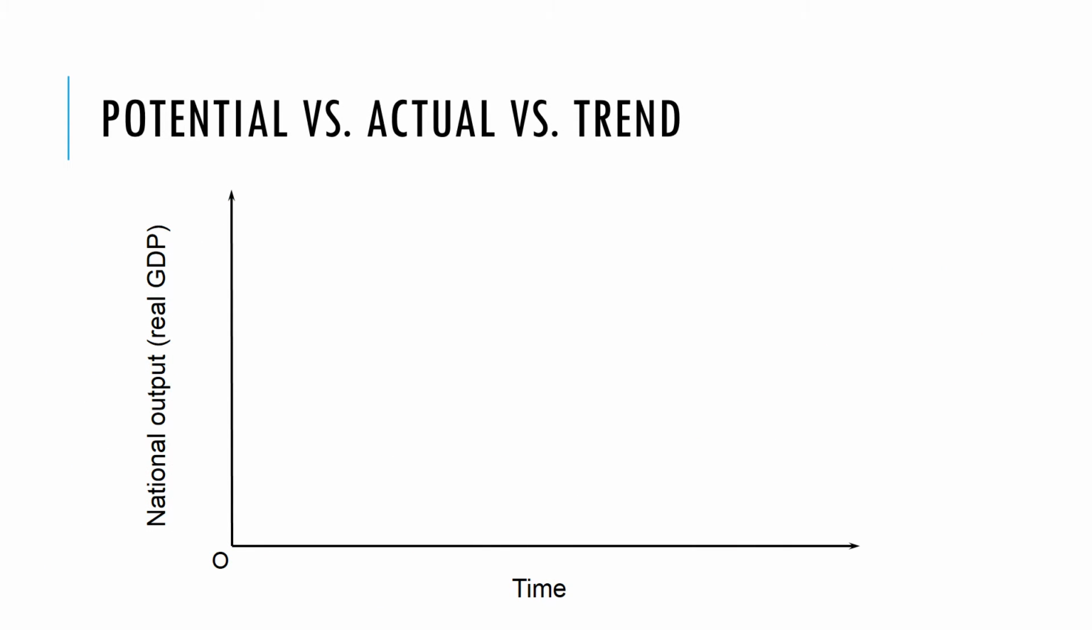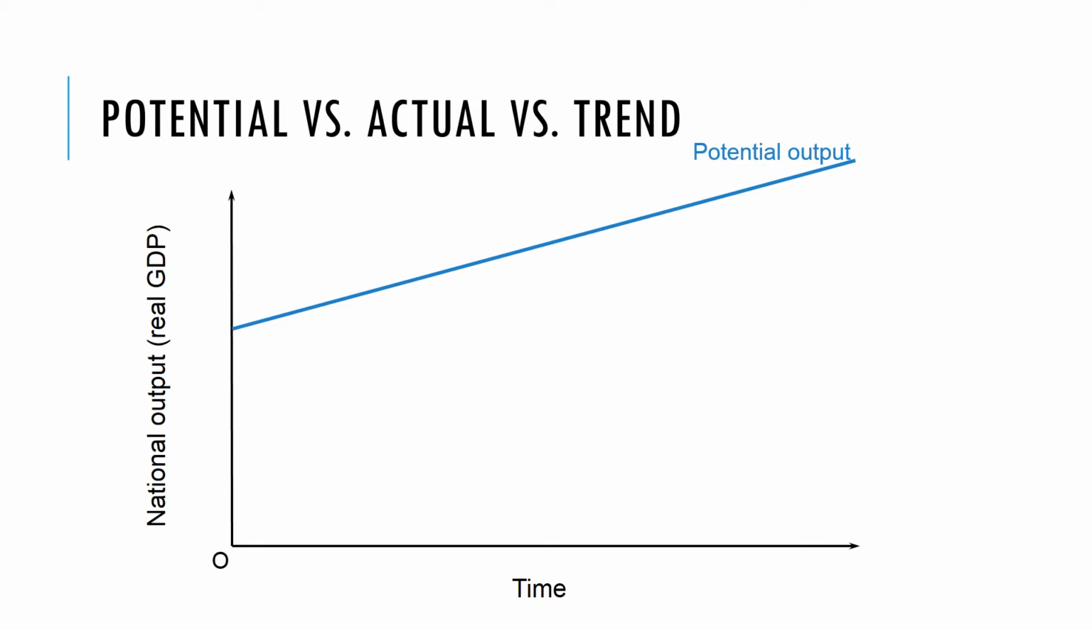Armed with this terminology, let's start to look at the difference between potential growth, actual growth, and trend growth. So on this chart, we've got time along the bottom, the x-axis, and national output or real GDP along the y-axis. And we might illustrate potential output like this, saying this is the maximum potential output of the economy, the PPF limit, if you like, or the productive capacity of the economy. And here we can see that is generally rising over time as we can potentially produce more.